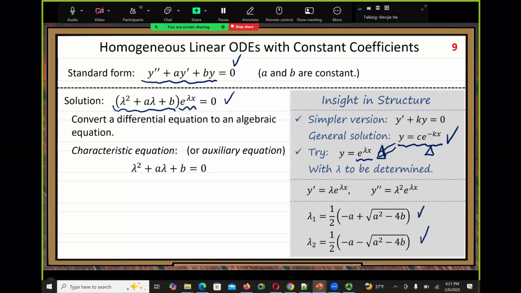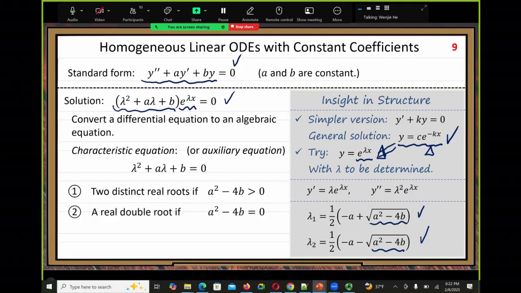So it looks like we can write out the two solutions immediately. But when we apply the quadratic formula, the expression under the square root could be positive, negative, or 0. There are 3 cases, so here we consider these 3 cases. The first case, a squared minus 4b is positive, so we have 2 distinct real roots. The second case, when a squared minus 4b equals 0, we have 1 real root, but it's a double root. It's not a single root.